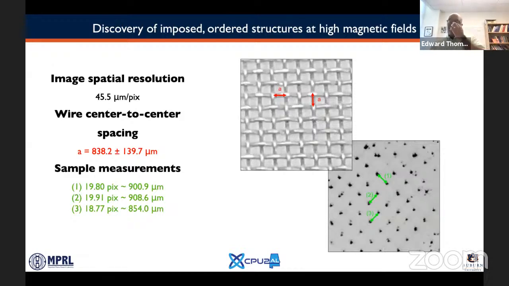It turns out, however, that it was actually coupled to part of how the experiment was designed. We have a wire mesh that is in the upper part of the experiment. And it turns out that the size of that wire mesh was actually being imposed onto the plasma, and the dust particles were somehow finding that pattern.